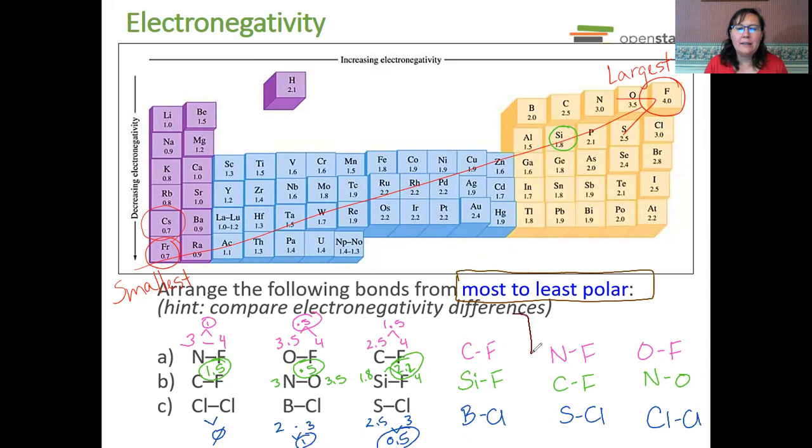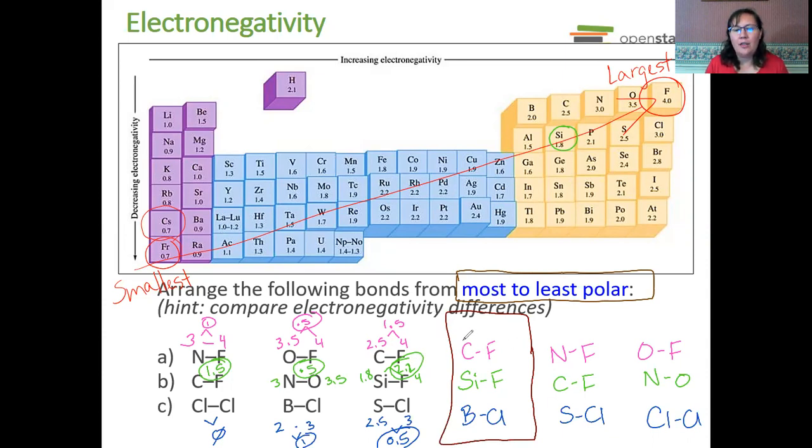Okay. And I'm going to give you a little preview of something that we're going to be doing very soon. And that's called drawing a dipole. So let's look at our most polar. See how we have carbon at 2.5 and fluorine at 4? That means that the fluorine is pulling on those electrons really hard compared to the carbon.